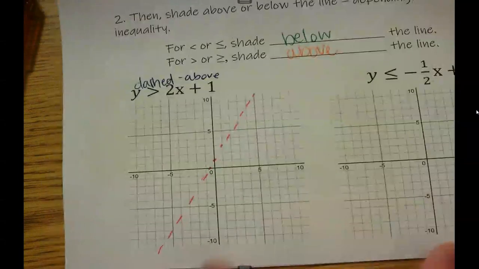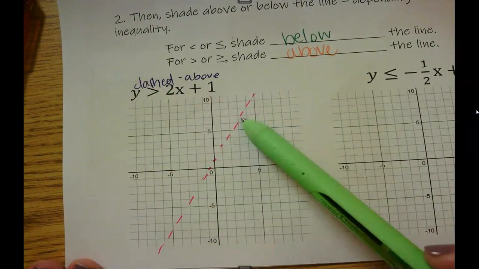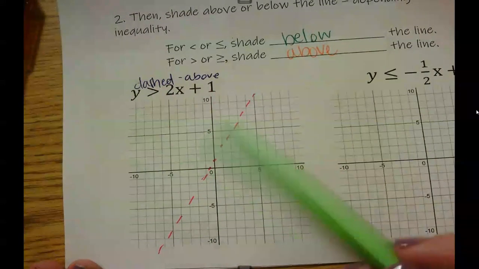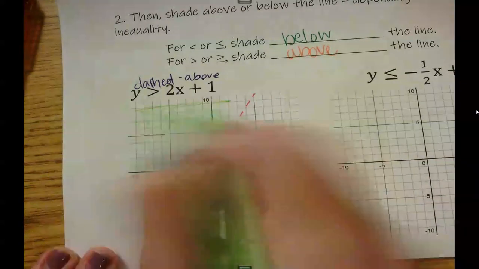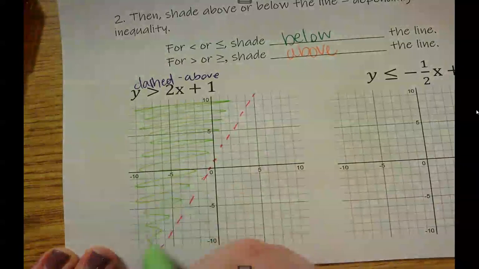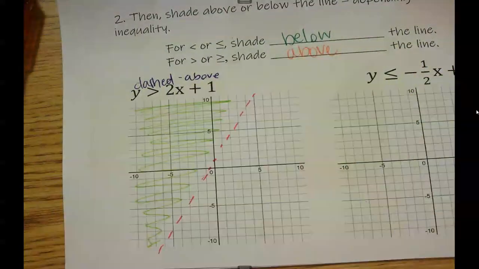Okay, now we got the line drawn, but we need to shade. We said we were shading above the line, so if this is our line and it's going this way, above the line is here and below the line is here. So we're doing above the line. This is where we are shading. So this inequality looks like this.